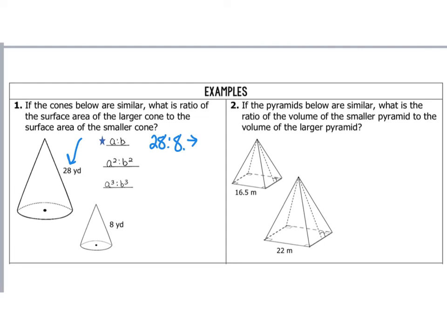Let's put that in red. So this is 7 to 2. Okay, they want the surface area, so we're going to take 7 squared, 2 squared, and we get 49 to 4. That's the ratio of the larger surface area to the smaller surface area. Now let's put it all together.